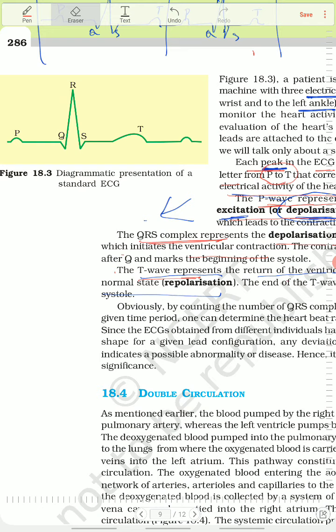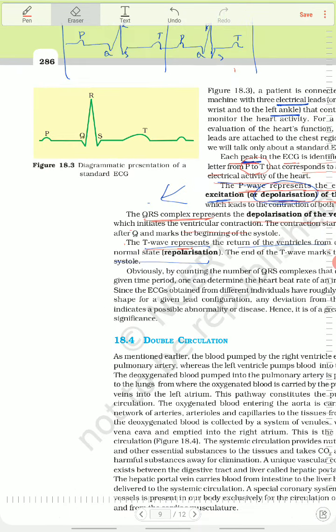In addition to that, I have given you certain photographs and have explained the difference between electrocardiograph and electrocardiogram. So I hope you have understood what is ECG. Okay, so now let's move on to the next topic.